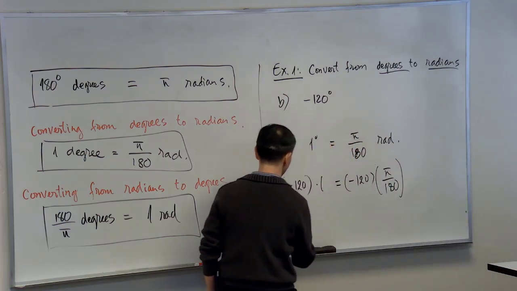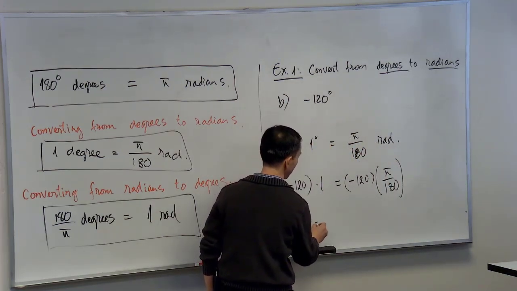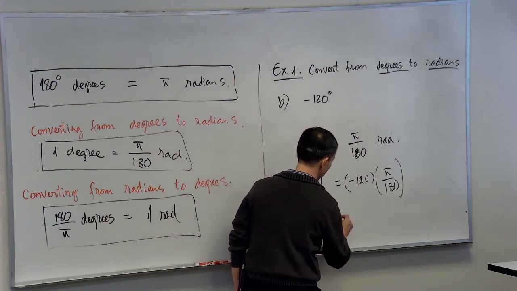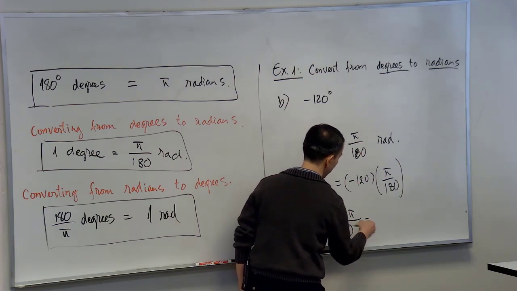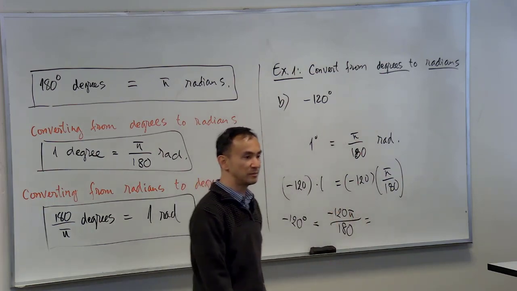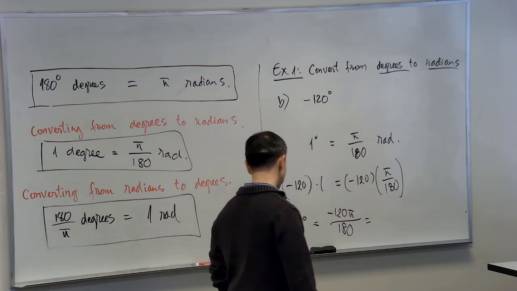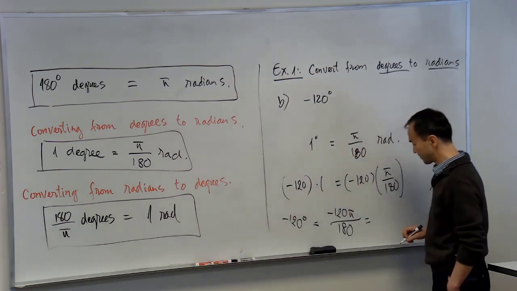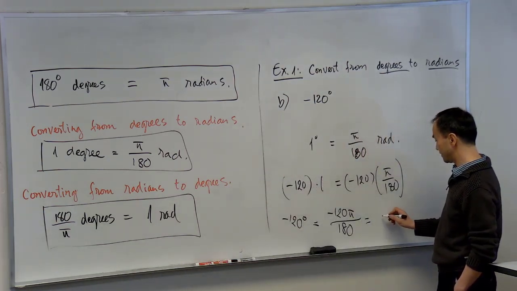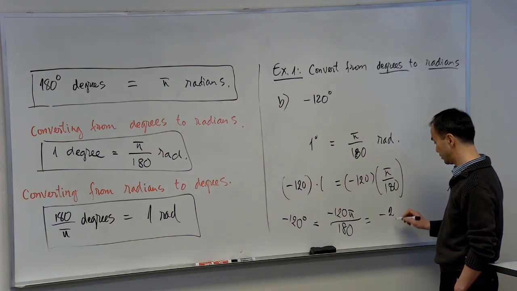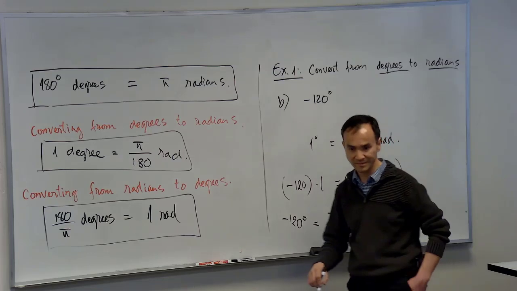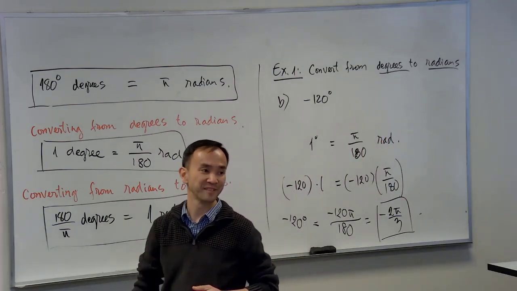And so that means what? The angle of negative 120 degrees will equal whatever comes out from negative 120 pi over 180. And then the fraction here will reduce and becomes a negative angle, after reducing that fraction. Right.